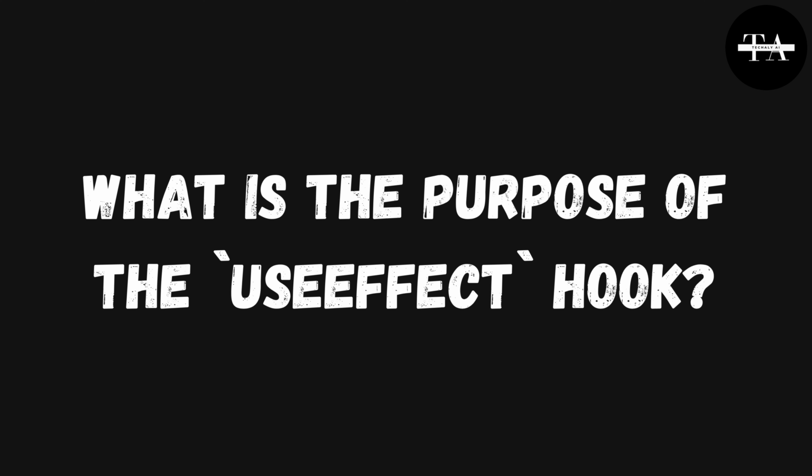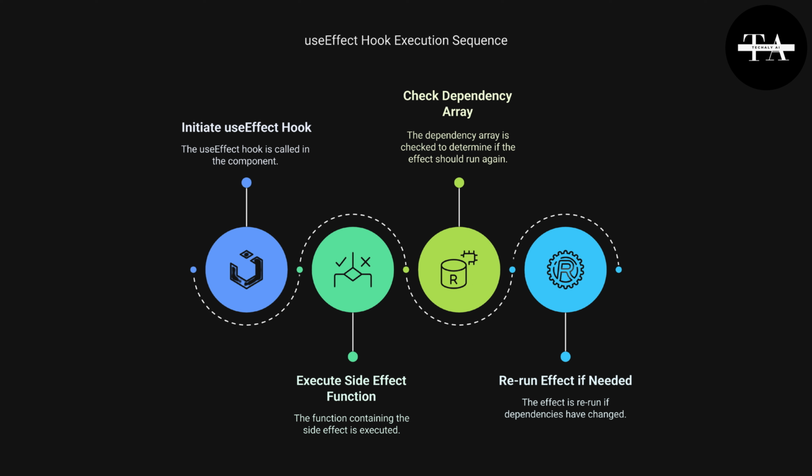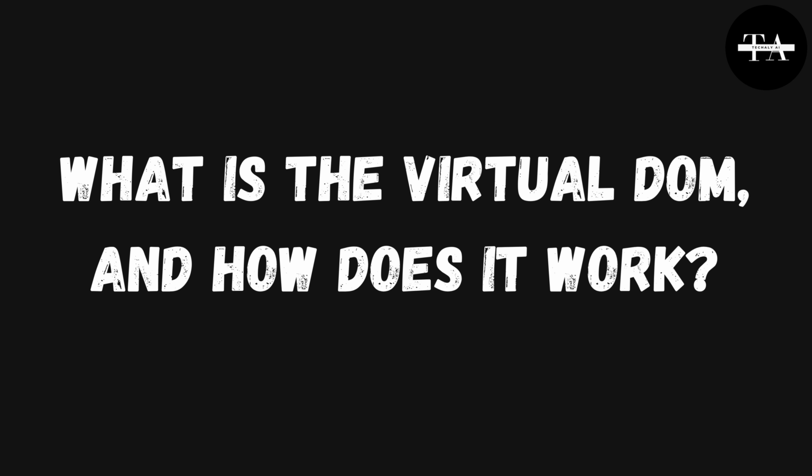What is the purpose of the useEffect hook? The useEffect hook is used to perform side effects in functional components. It can be used for tasks such as data fetching, subscriptions, or manually changing the DOM. The hook takes two arguments, a function that contains the side effect and an optional dependency array that determines when the effect should run.